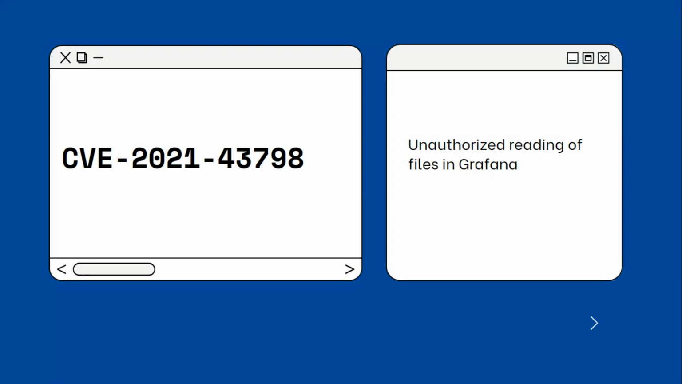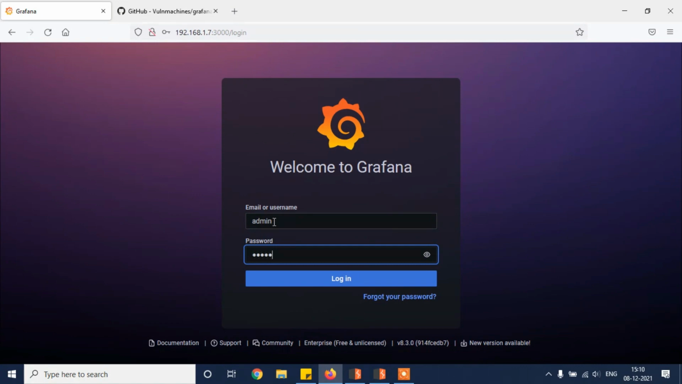Now let's move on to the vulnerability. Grafana has an unauthorized arbitrary file reading vulnerability. An attacker can use this vulnerability to read arbitrary files on the host without authentication. Let's move on to the demo part so you will get a better understanding.